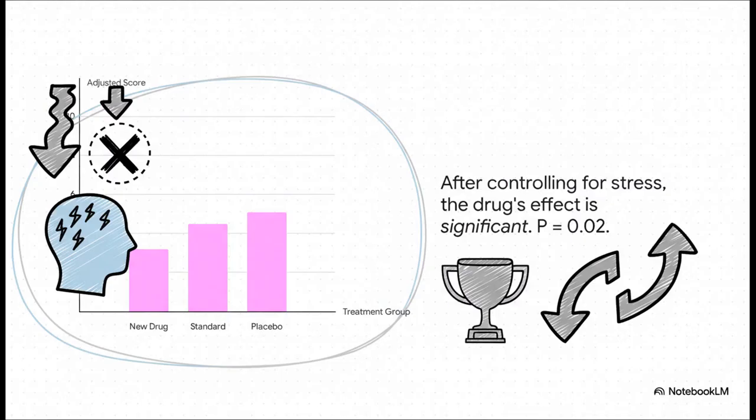And wow, look at the difference. After Ancova adjusts for those baseline stress levels, the true picture just pops right out. The new drug group now has a way lower headache score, and our p-value is a nice significant 0.02. We've literally rescued our study just by controlling for that one confounding variable.